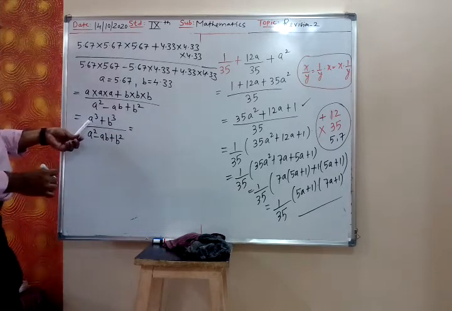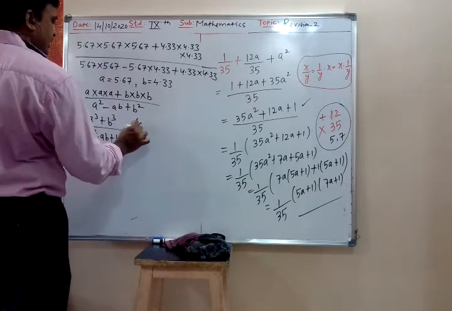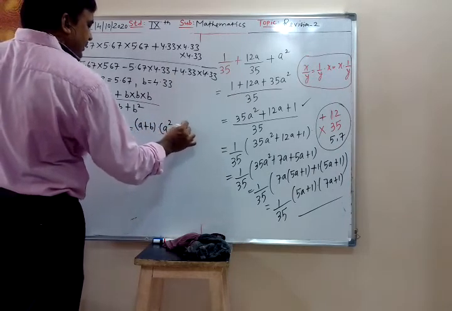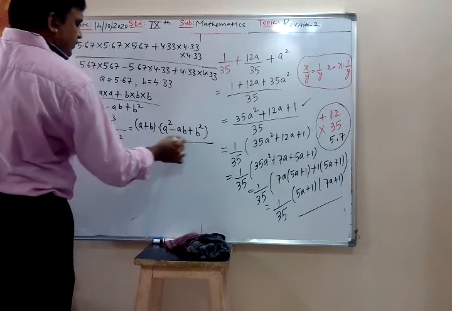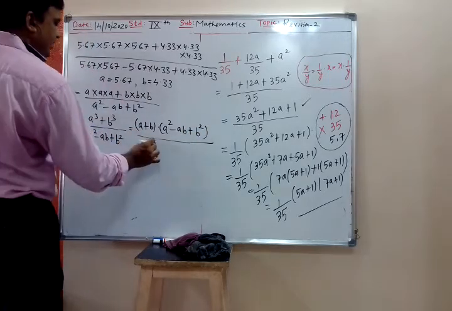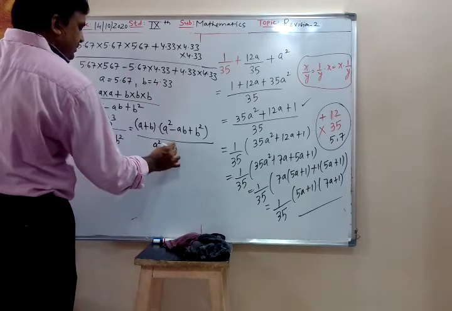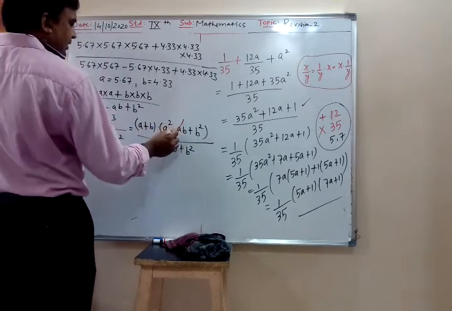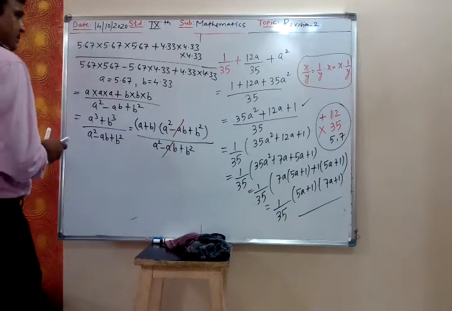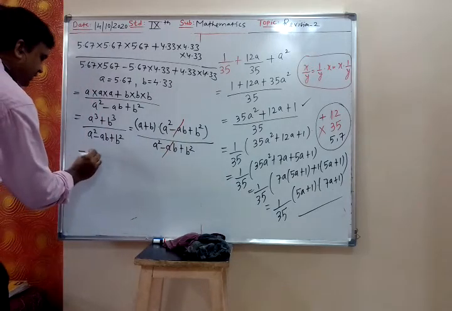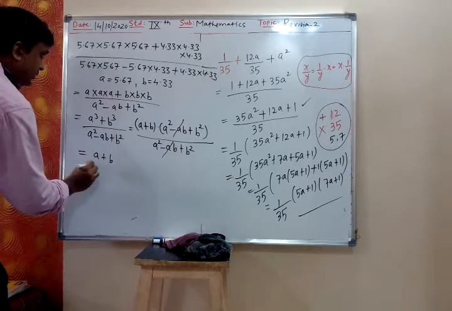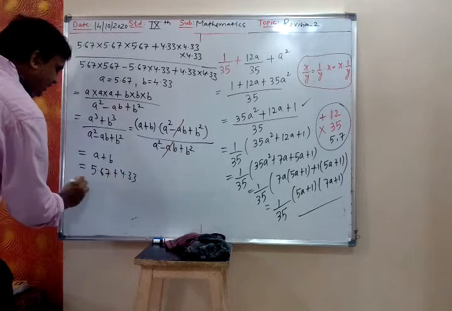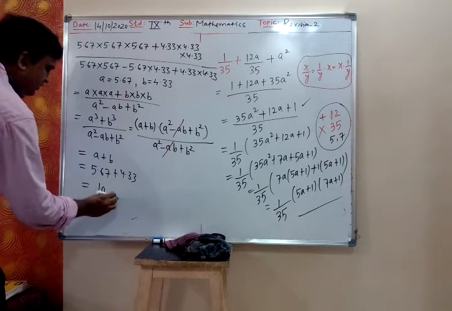Now we use the formula for A cube plus B cube. A cube plus B cube is A plus B into A square minus AB plus B square. We have used the formula for A cube plus B cube. Denominator we have kept as it is, A square minus AB plus B square. Now this part of numerator gets cancelled with this denominator. What is left? A plus B. A is my 5.67 plus 4.33. Answer is 10, not 1. Answer is 10.